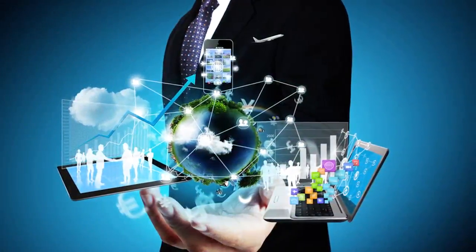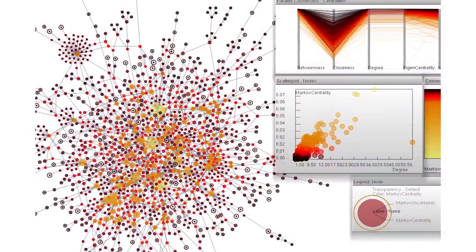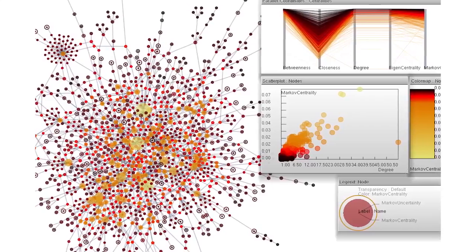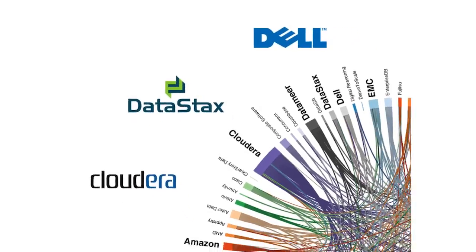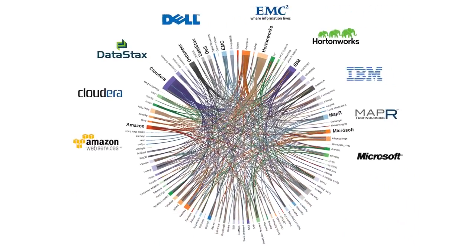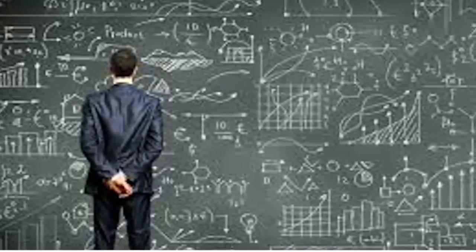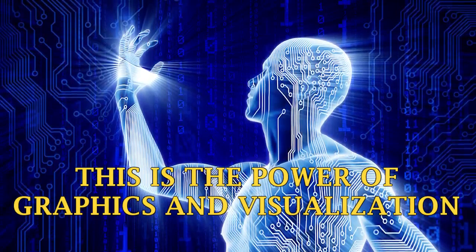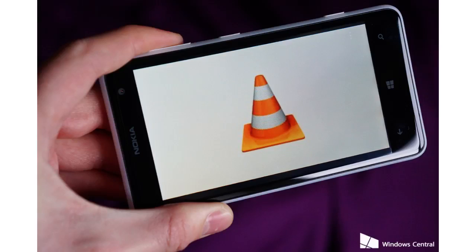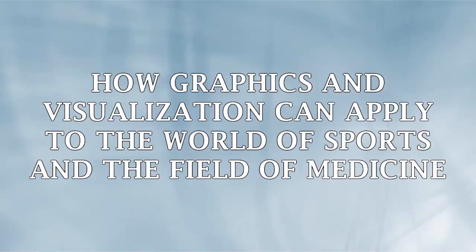Now, with the current technology that we are developing, we can use powerful software to create more complicated data such as country coastline population, impact of vaccine, or even who's connected to whom in the world of Hadoop. All while at the same time provided in a way that anyone can understand. This is the power of graphic and visualization. In this video, my team and I will focus on how graphic and visualization can apply to the world of sports and the field of medicine.